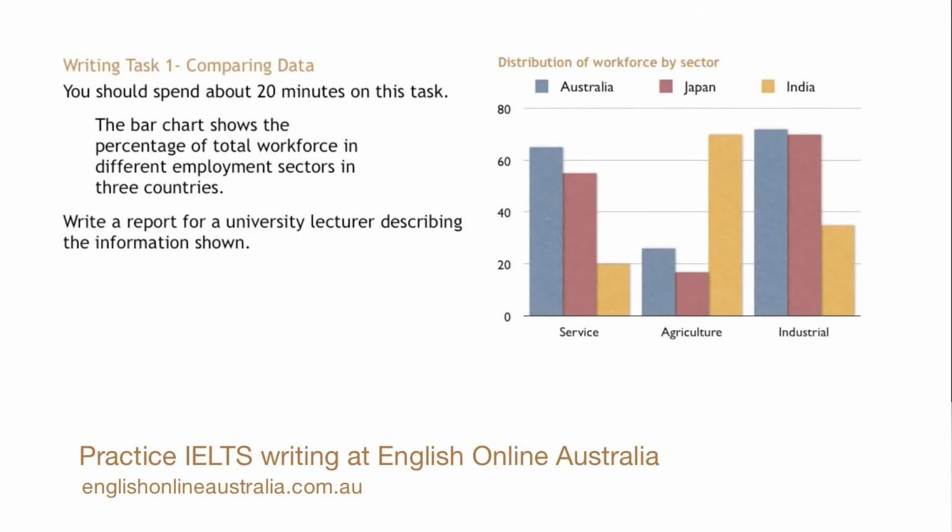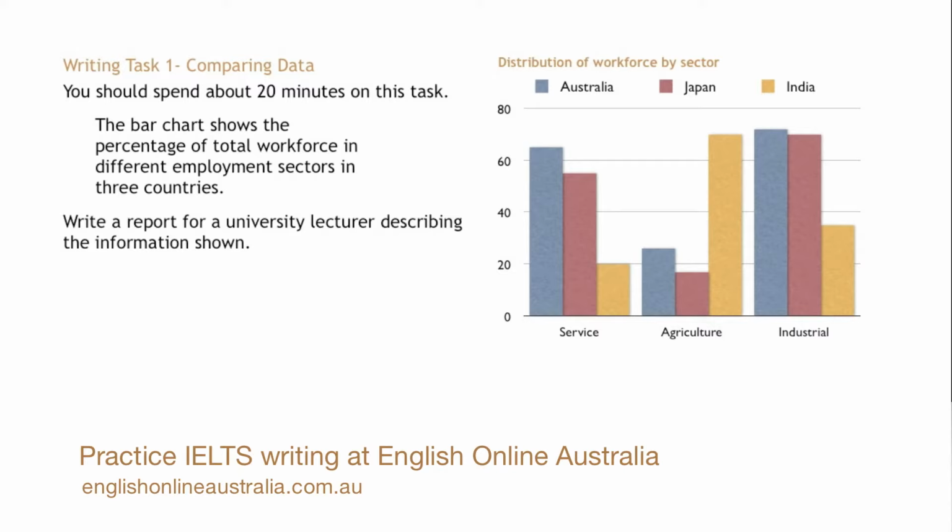In this lesson, we're looking at academic writing task 1, comparing and contrasting data. Let's look at this task. The bar chart shows the percentage of total workforce in different employment sectors in 3 countries. So we've got Australia, Japan, India, and the 3 employment sectors are service, agriculture, and industrial. No time is given, so present tense is appropriate here.